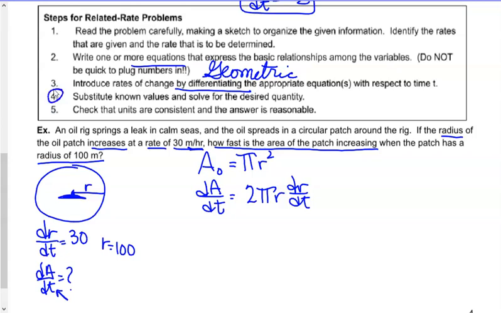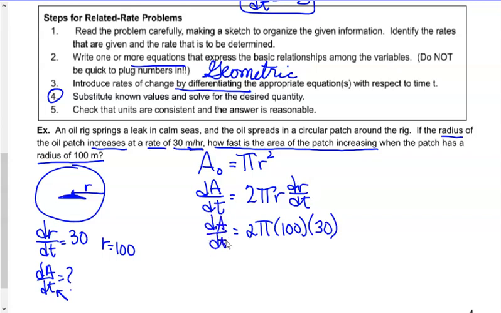Now it's time for step 4 for me to plug values in. Again, do not plug values back here because things are changing. Now we want at a specific time, what is dA over dt when my radius is 100, so I'm going to plug in 100, and the rate of change of that radius for my dr over dt is 30, and now I'm going to run those numbers together.